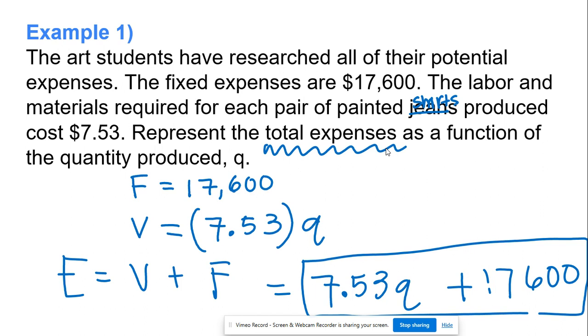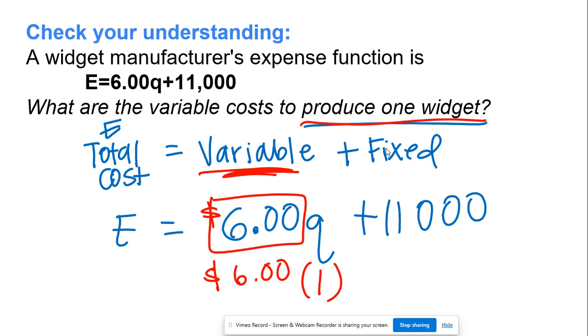So we said the total expenses E is equal to the variable cost plus the fixed cost, substituted in the variable and the fixed cost, and boom, we got 7.53Q plus 17,600. One thing you guys just needed to do was to check your understanding. So it's just a little bit of algebra of the same type of idea.